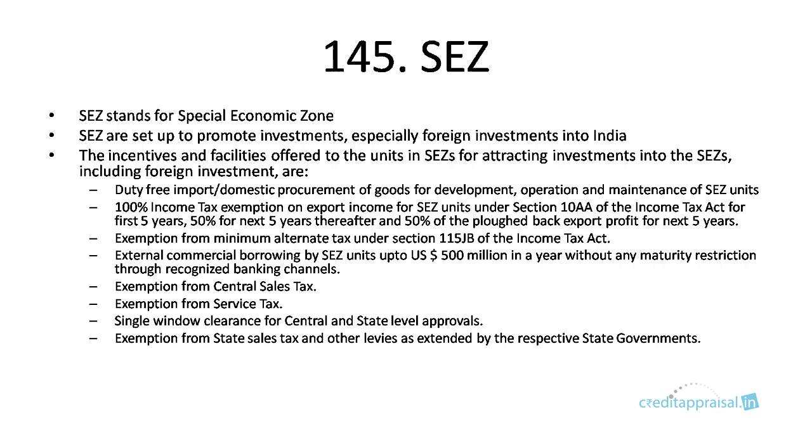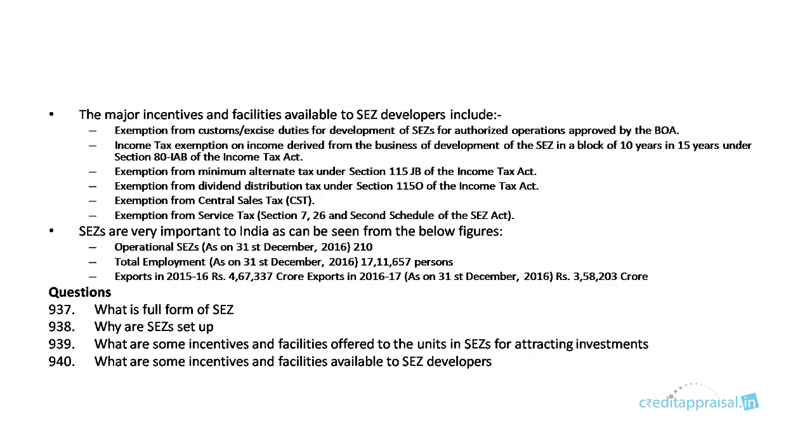This will be discussed in the taxation chapter. There is something called minimum alternate tax that also is exempted for these units. External commercial borrowing by SEZ is up to $500 million without any maturity restriction through recognized banking channels. There will be exemption from central sales tax and service tax. Of course, all these are now subsumed within GST. We'll discuss GST later. Single window clearance for various approvals, and exemption from state sales tax and other levies.